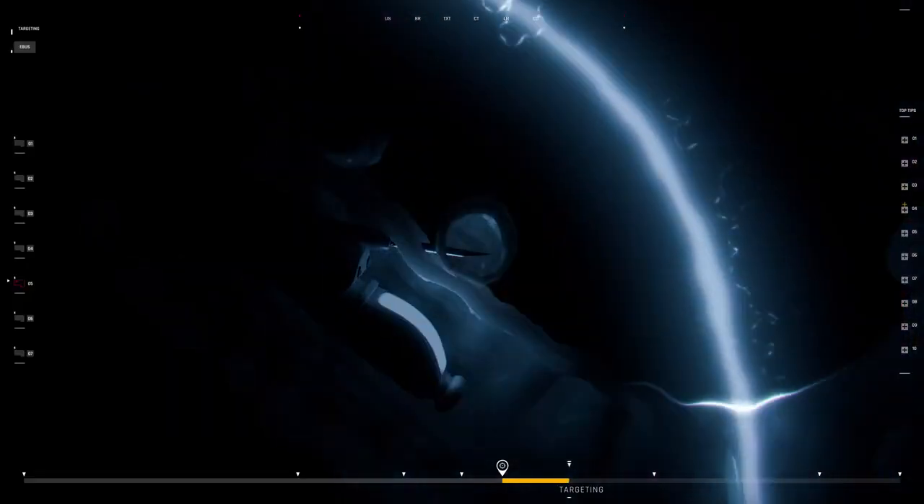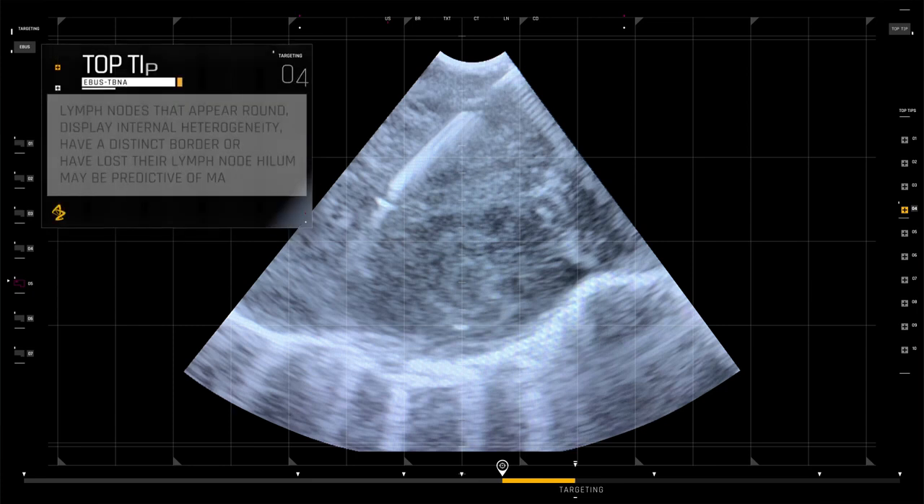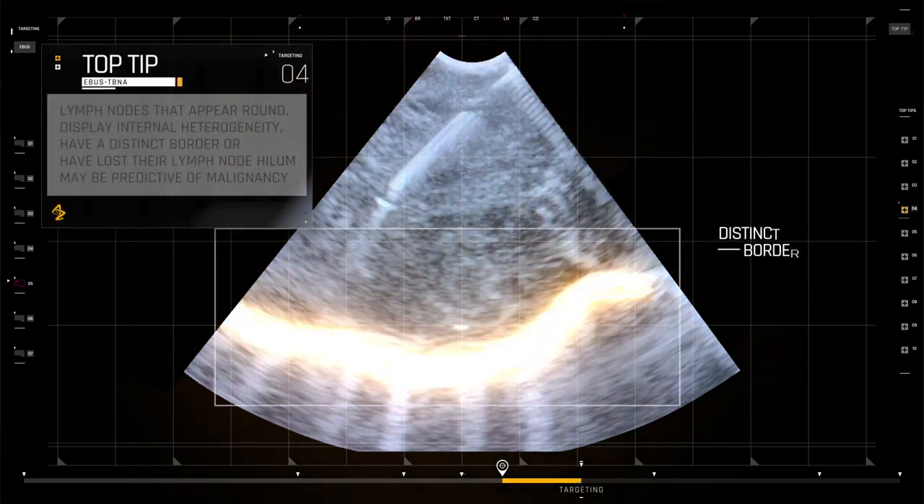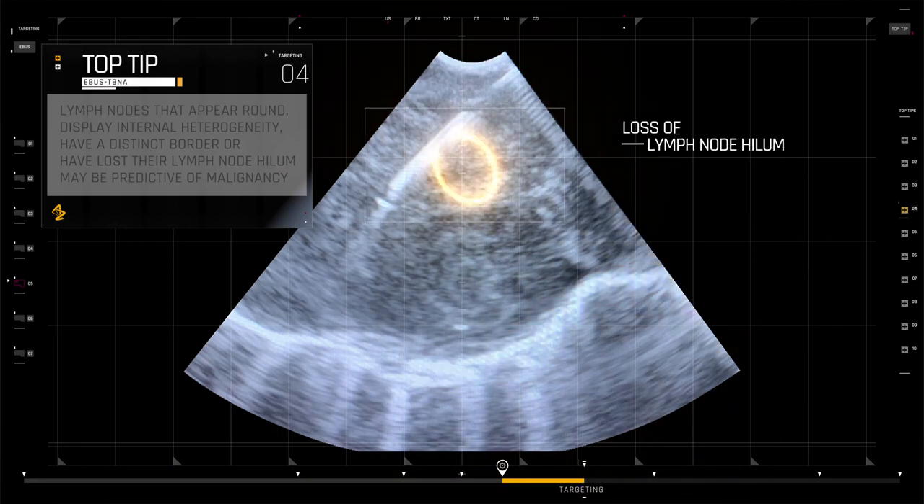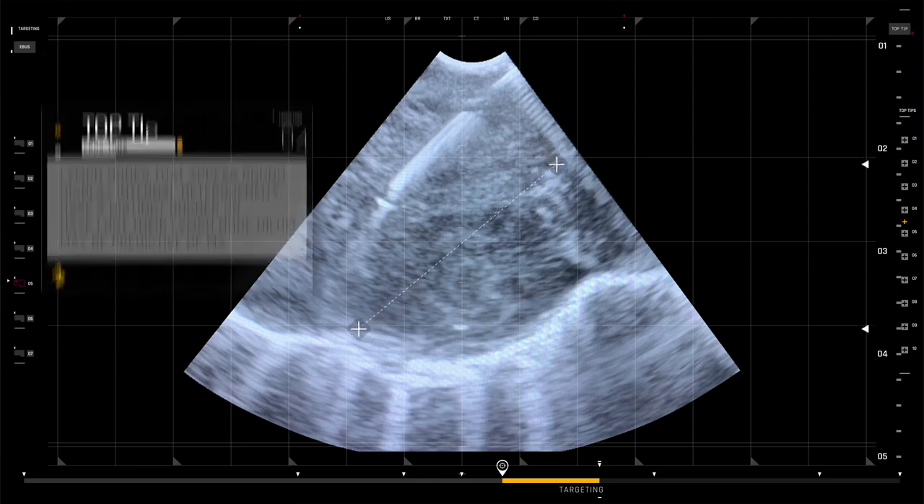The appearance of lymph nodes on ultrasound imaging may be an indicator of malignancy. Round shape, internal heterogeneity, distinct border, and loss of lymph node hilum are characteristics of cancerous lymph nodes. However, lymph nodes should still be sampled based on size, as pathological evaluation is more accurate.